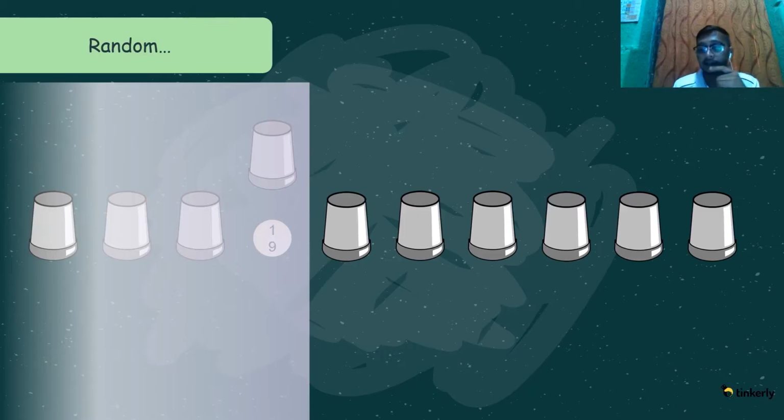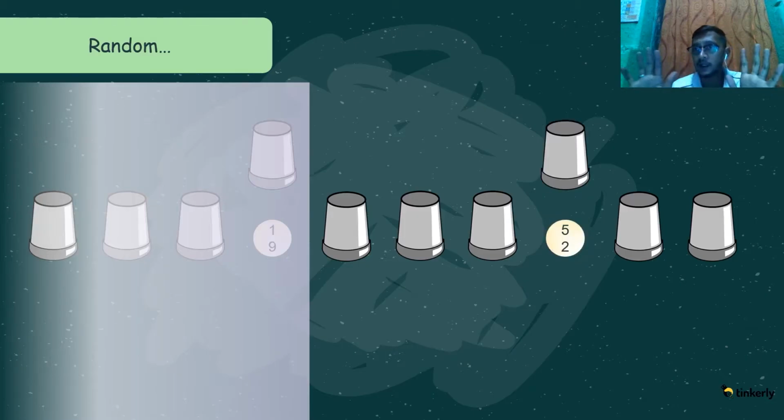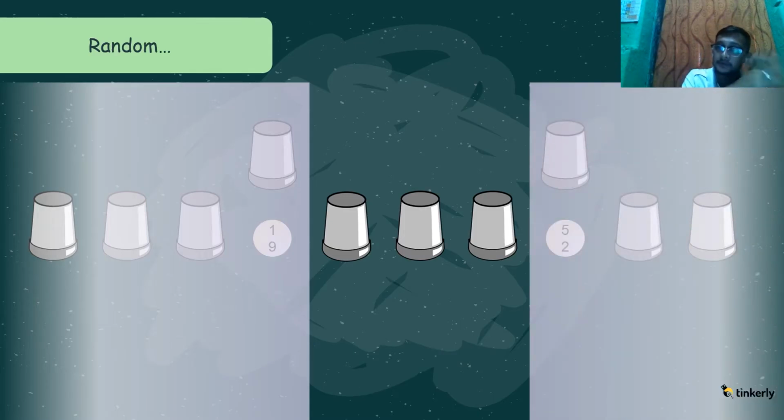Now I'll pick the next glass randomly. Okay, so it's 52. We will find the 43 number ball. So 43 is smaller than 52. Okay, so what I will do, I will remove the glasses above the 52. So I will remove that.